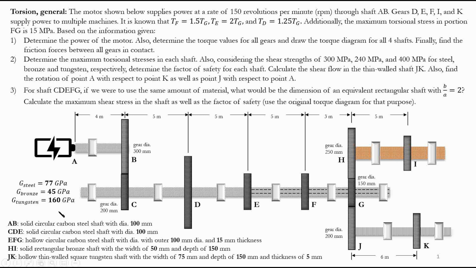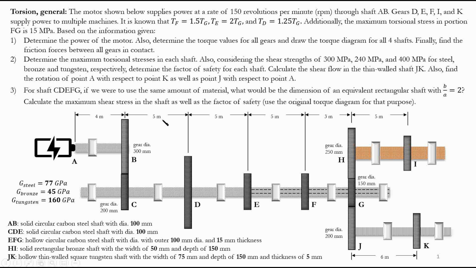And here, of course, the data we have: A, B, C, D, E are both solid circular sections. EFG is a hollow circular section. HI is a solid rectangular section, and JK is a hollow thin walled section, right? And then, of course, the question also asks about the rotation of one point with respect to another. For that, also we know the formulas. And at the end, it says if we were to use a different geometry for the material, what would be the maximum shear stress, right? So let's start with the first question.